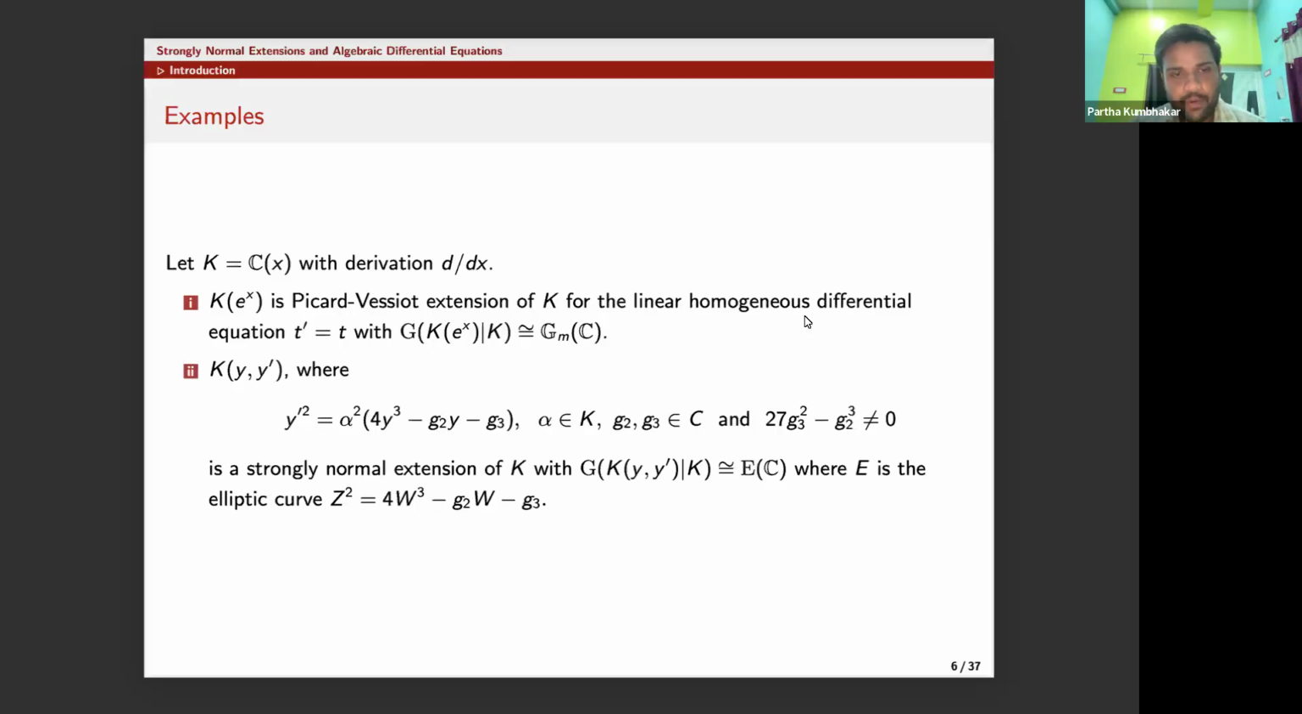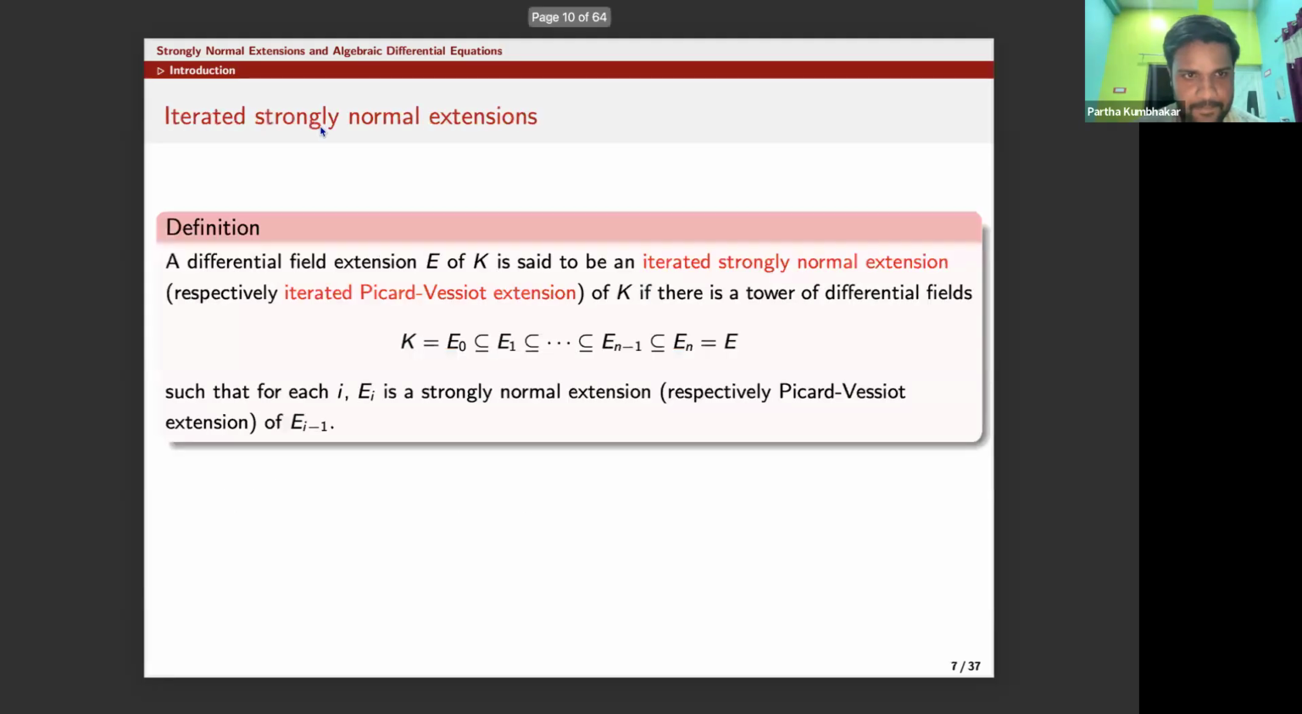And the next example, K(y, y prime), where y satisfies this differential equation: y prime squared equals alpha squared multiplied by (4y cubed minus g2 y minus g3), where alpha is in K, g2, g3 are in C, and we also have the non-singularity condition. It's a strongly normal extension of K with Galois group isomorphic to the elliptic group, the C-points of the elliptic curve. And this is an example of a strongly normal extension which is not a Picard-Vessiot extension.